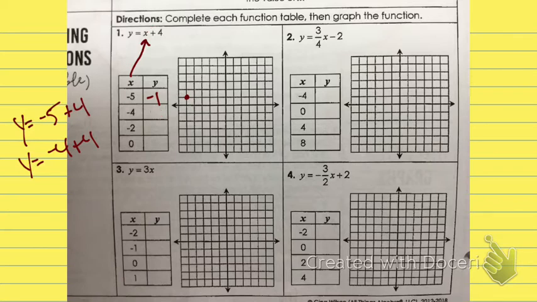Negative 5, I got my first point wrong. Oh, let me get back here. All right. Negative 5, negative 1. Negative 4, 0. Okay, we're back in business. Negative 2 would pump out a 2. Should be right there. And 0 would pump out a 4. Which would be right there.